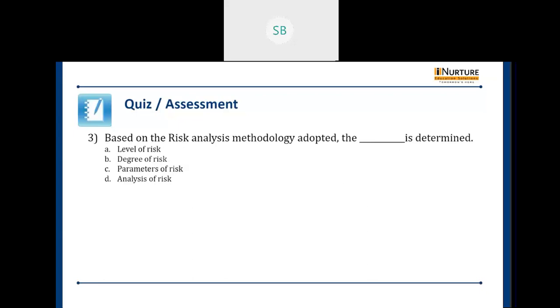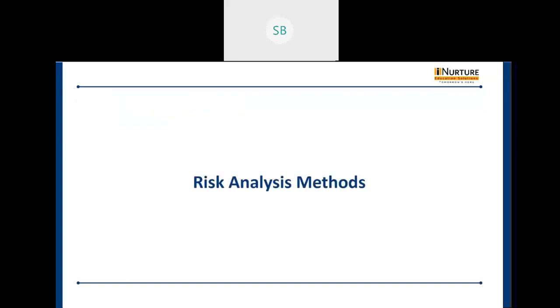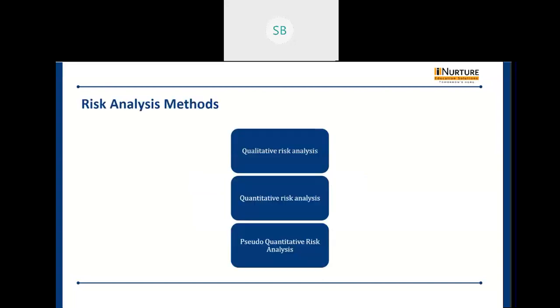Next: based on the risk analysis methodology adopted, the dash is determined. The level of risk is determined. Now we have some risk analysis methodologies. There are various methodologies that have been adopted, but you can see here it has been divided into 3 cases: qualitative risk analysis, quantitative risk analysis, and pseudo quantitative risk analysis.